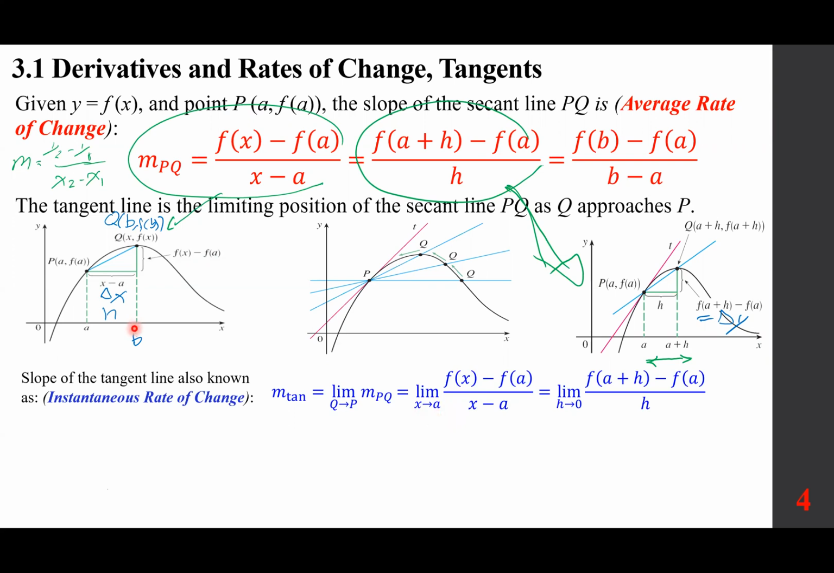Take a look at this one. Class, X is approaching A. We are looking at the first one. What about this one? Look at this last graph. H is getting smaller and smaller. That means what? This point is getting closer and closer to A. I hope you see they do have absolutely the same meaning, which gives rise to the equation of a tangent line.